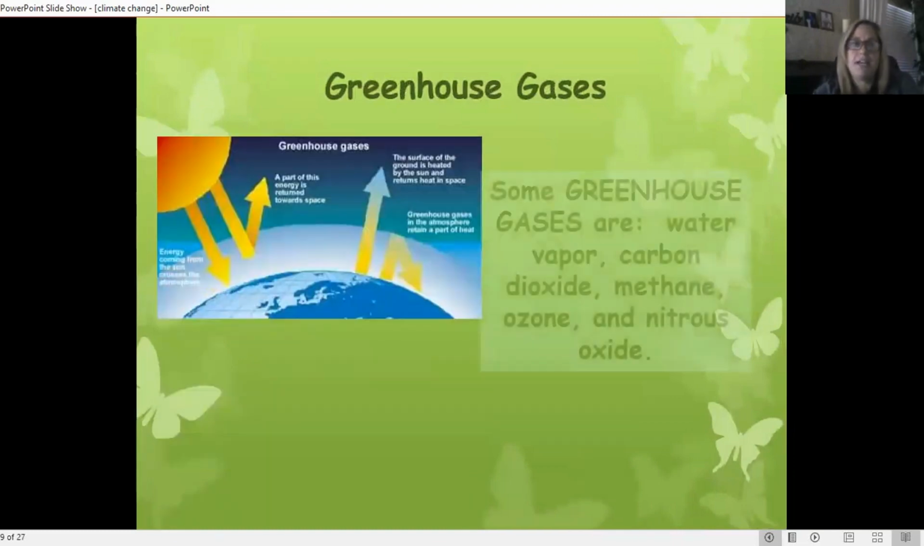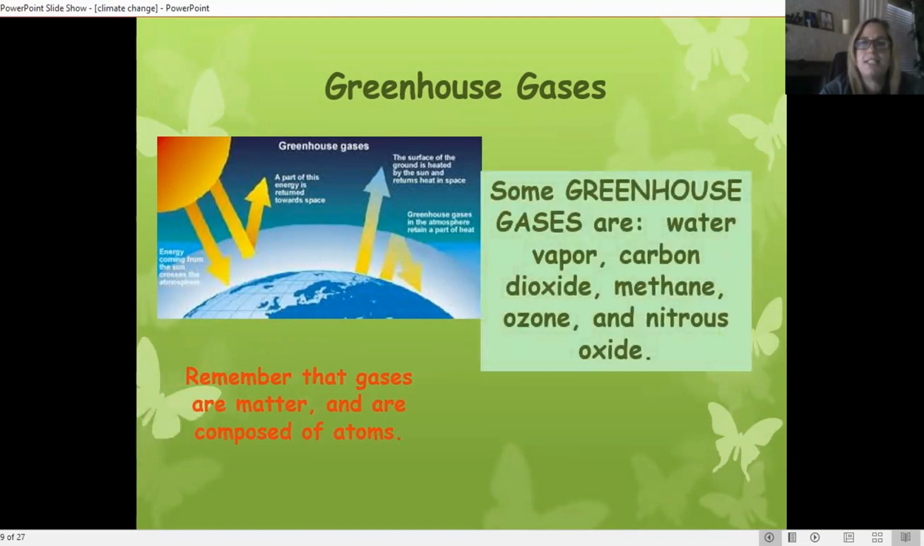So again, here's the diagram, and it shows you some greenhouse gases are water vapor, carbon dioxide, methane, ozone, and nitrous oxide. And we can see that energy coming from the sun crosses the atmosphere. A part of this energy is returned towards space. The surface of the ground is heated by the sun and returns heat into space. Greenhouse gases in the atmosphere retain a part of heat.